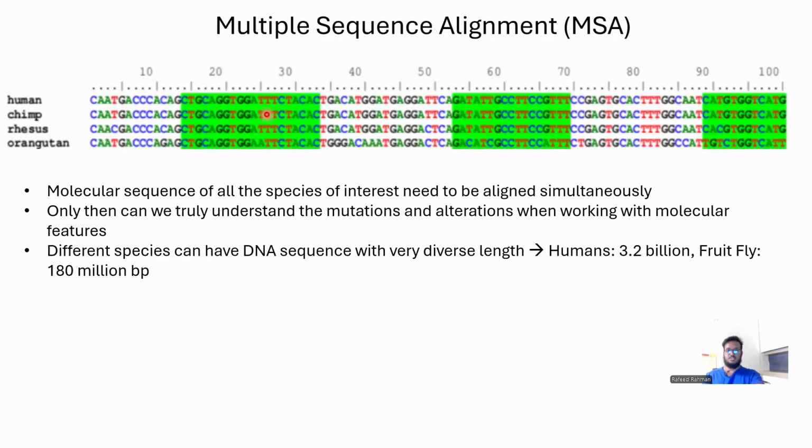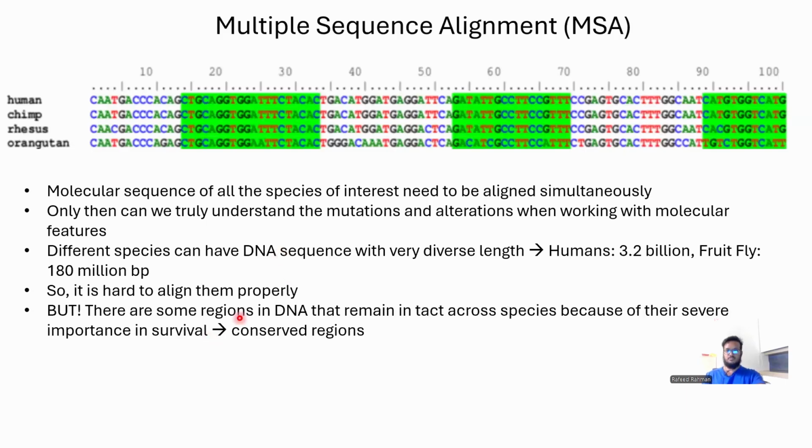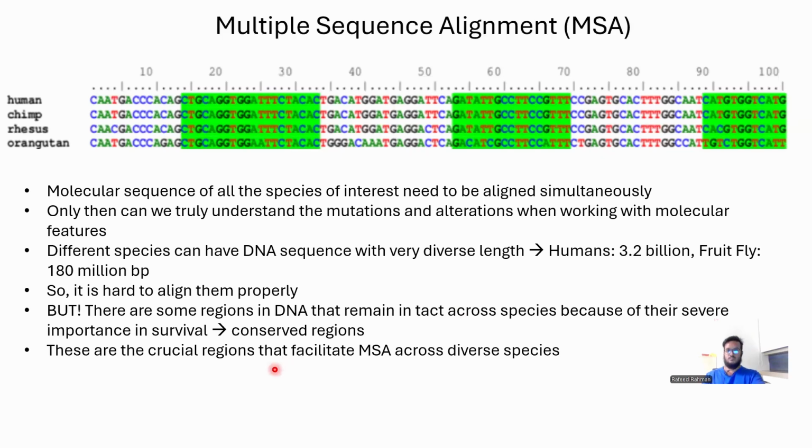But there is a catch. There are some regions, such as these green regions, which remain pretty much intact across species. So there are some regions in the genome which don't really change much, even within diverse species, even between humans and fruit flies, even after all this evolution. Now, you can ask why that happens. It is because the conserved regions are very crucial for maintaining different biological processes. So if you alter those, then the species itself will go extinct. So you have to keep them conserved. And those conserved regions actually help to align the various length sequences, or the variety of sequences, together.